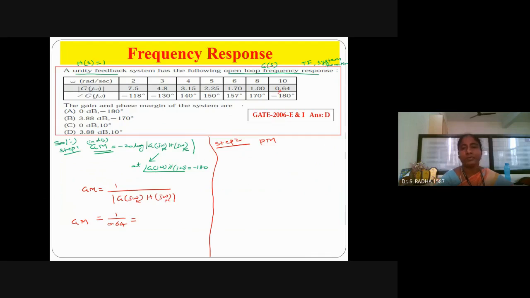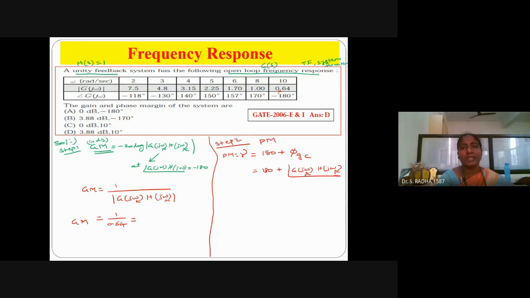I have one formula for phase margin. Phase margin is represented as gamma. This gamma is 180 plus phi gc, and phi gc is nothing but the angle of G of j omega, H of j omega, where omega is omega gc. That omega gc is nothing but where the magnitude equals 1. Okay, so I'm going back to the tabular column.